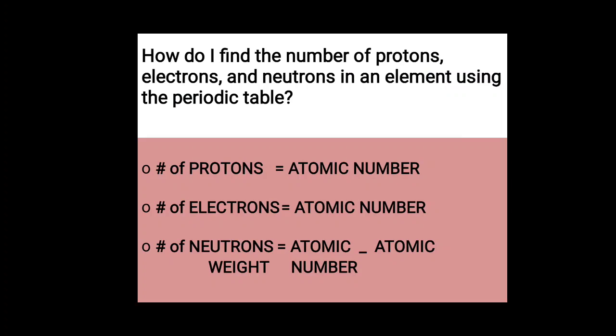How do I find the number of protons, electrons and neutrons in an element using the periodic table? Proton is equal to atomic number. Electron is also equal to atomic number, and neutrons equal atomic weight minus atomic number.